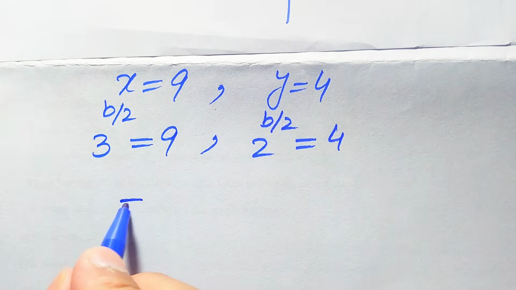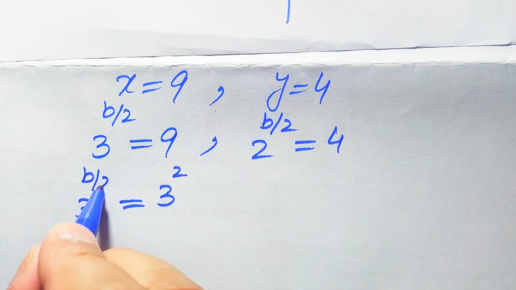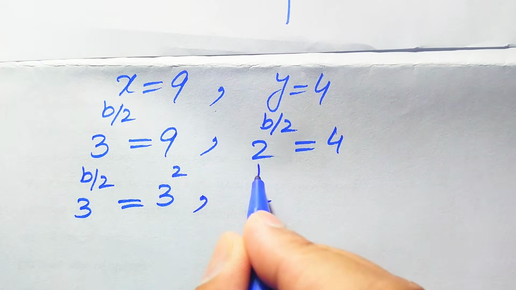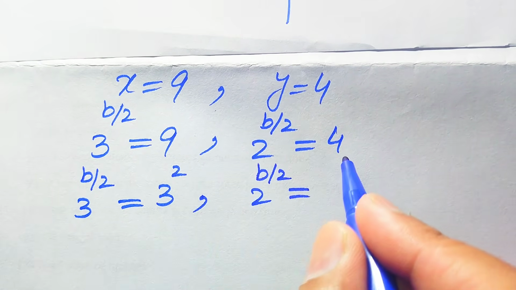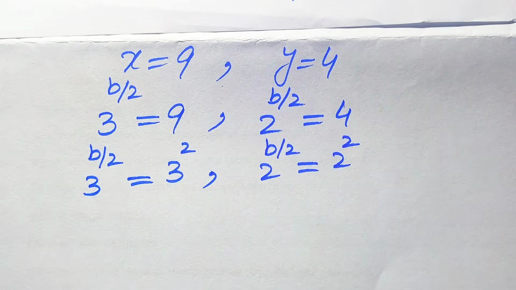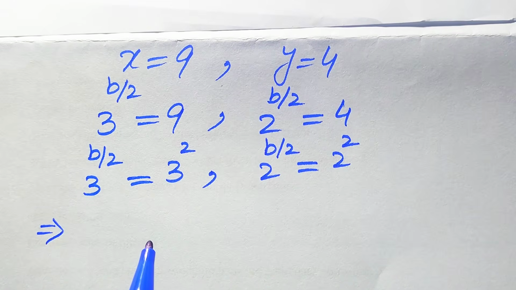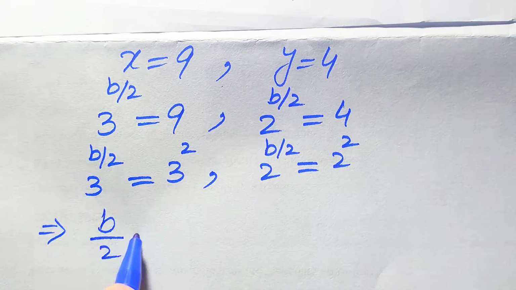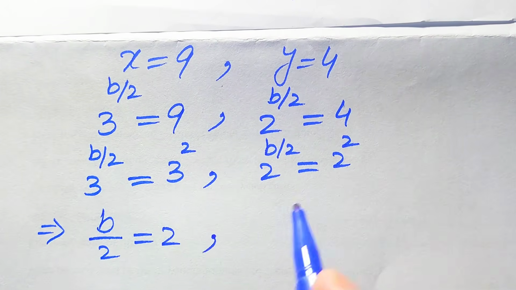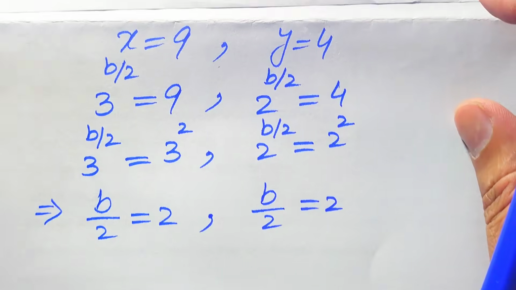So here we write this 9 as 3 square, and this is 3 to the power of b over 2, and from here 2 to the power of b over 2 equals to, this is 4, we write it as 2 square. So you see that the bases on both of the sides are same, so we compare its exponents, we equate its exponents and we get b over 2 is equal to 2.